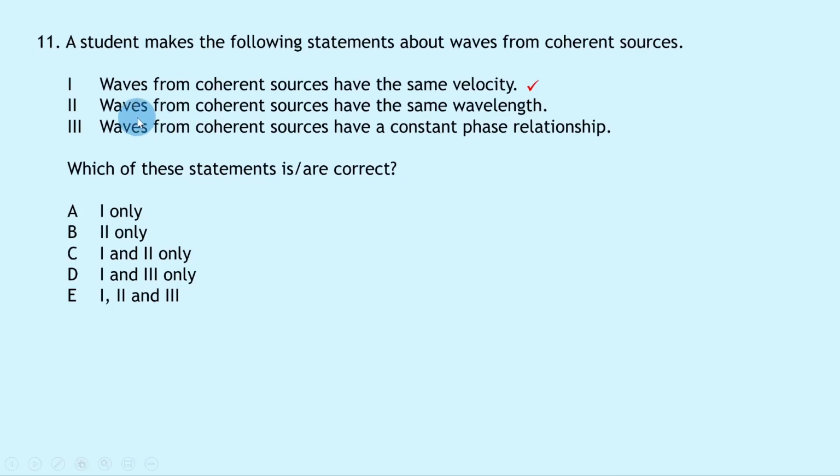So that takes us to statement 2, waves from coherent sources have the same wavelength. We just said that coherent waves will have the same speed, frequency and wavelength, so that means they'll also have the same wavelength, so that is also true. And lastly, waves from coherent sources have a constant phase relationship. That is also true, and that is one of your learning outcomes from this topic. So that means all three statements are correct, which gives the answer E.